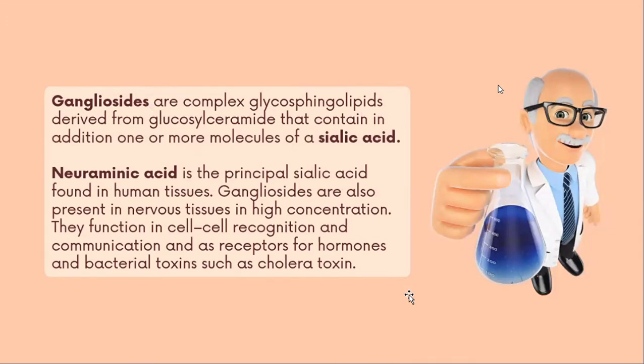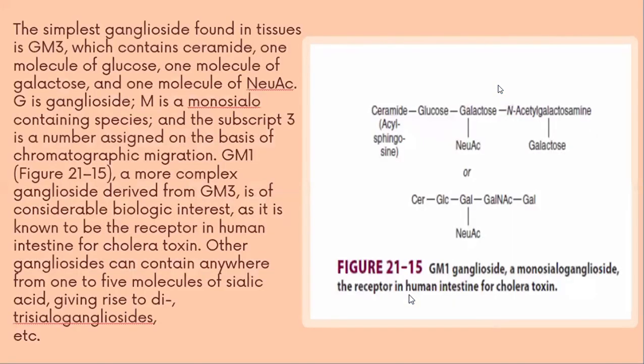Gangliosides. Gangliosides are complex glycosphingolipids derived from glucosylceramide that contain in addition one or more molecules of a sialic acid. Neuraminic acid is the principal sialic acid found in human tissues, and gangliosides are also present in nervous tissues in high concentration. They function in cell-to-cell recognition and communication and as receptors for hormones and bacterial toxins, which can be found in cholera toxins. So the simplest ganglioside found in tissues is GM3. So there's GM1.